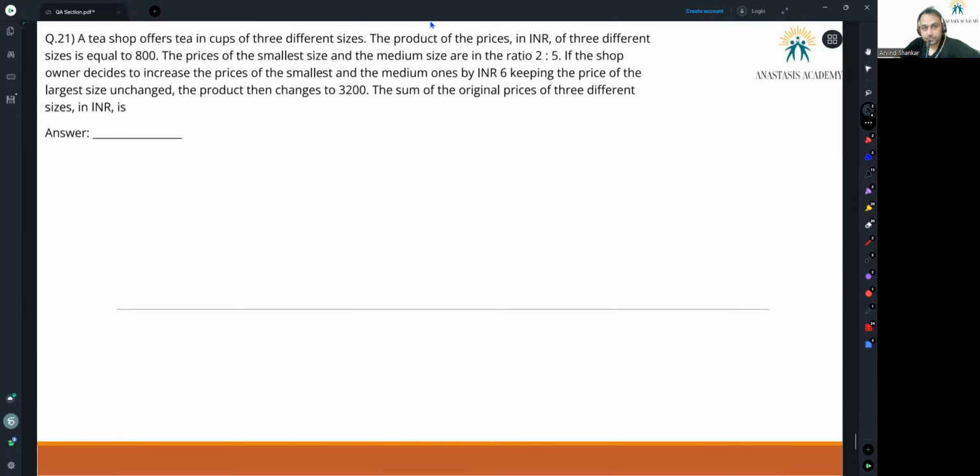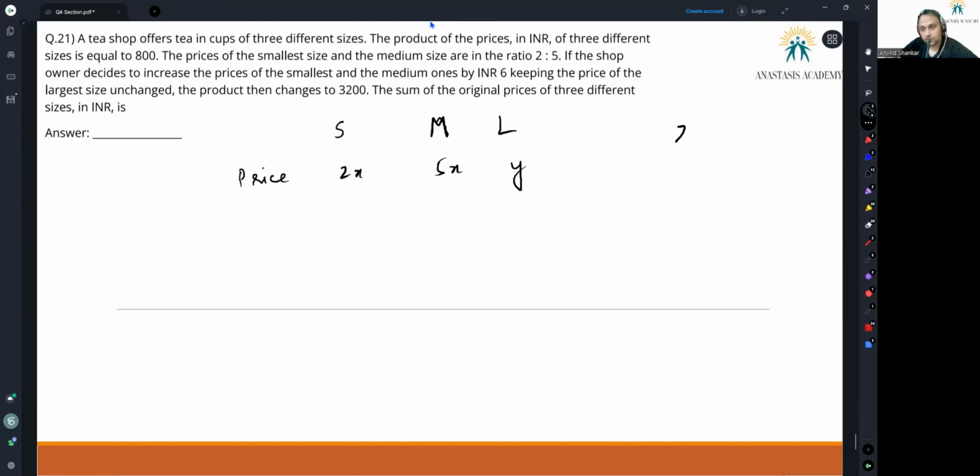Next, a tea shop offers tea in cups of 3 sizes. The product of the prices in INR of 3 different sizes is equal to 800. The prices of the smallest and the medium size are in the ratio 2:5. Okay, let's say small, medium, large. Price wise, what do we have? This is 2x, this is 5x, this is y.